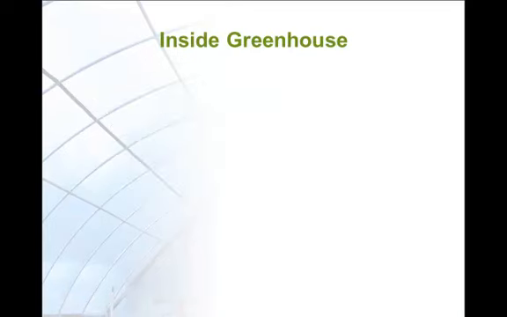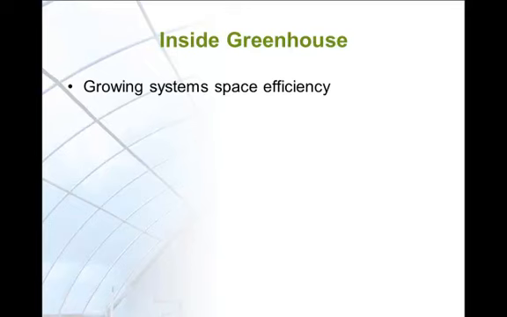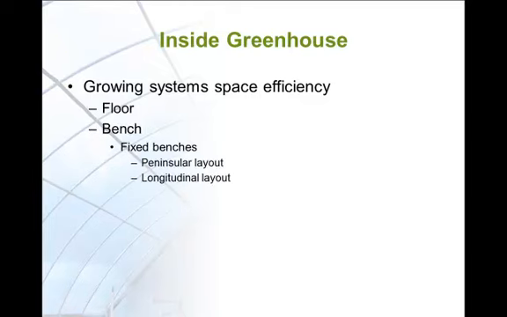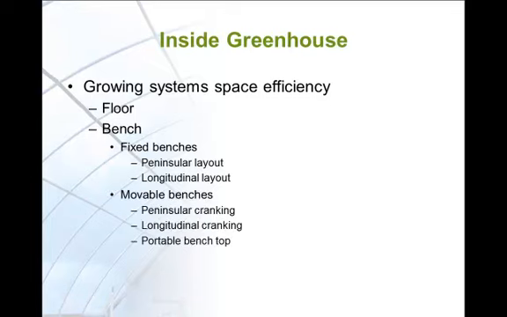In the next few slides, we are going to show you spacing efficiency examples of some popular growing systems, regardless of their benefits or weaknesses on other aspects. These examples include growing on the floor, 2 types of fixed benches, peninsular and longitudinal style, as well as 3 types of mechanized movable benches, peninsular cranking, longitudinal cranking, and portable bench tops.